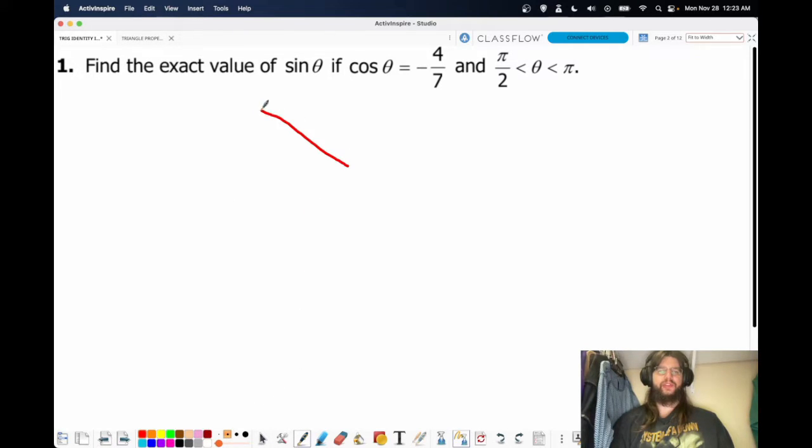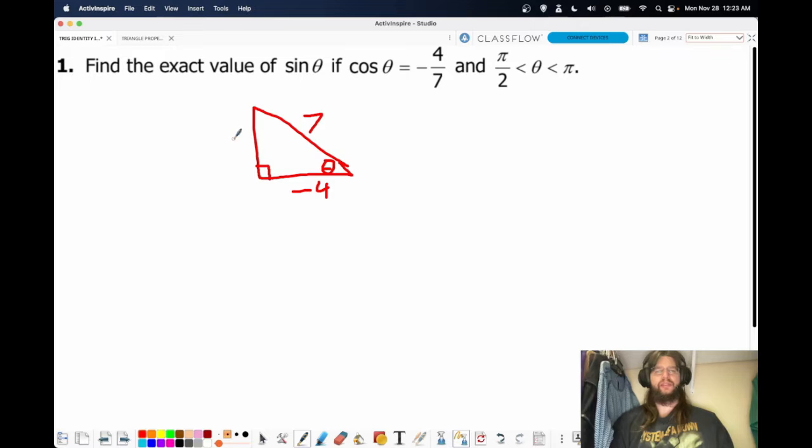Alright, so here's my triangle. That's a quadrant 2 triangle. So that's my theta. Cosine of theta is negative 4 over 7. Cosine is adjacent over hypotenuse. Same basic trig applies here. So again, we're going to use the Pythagorean theorem.